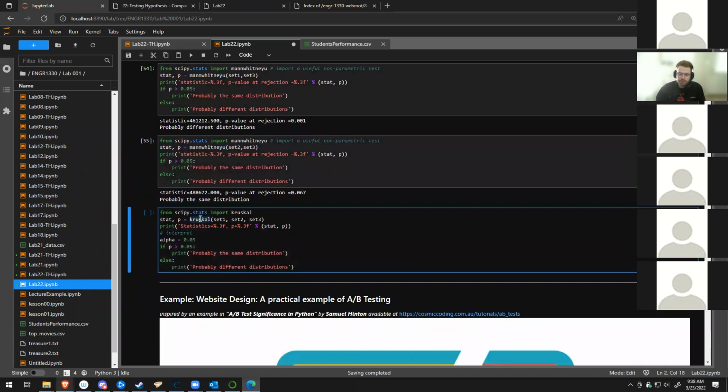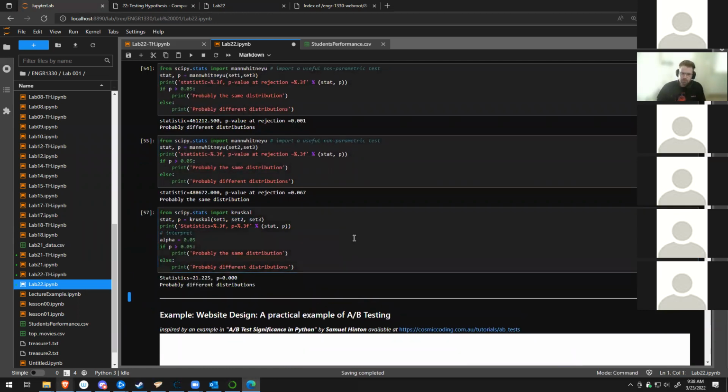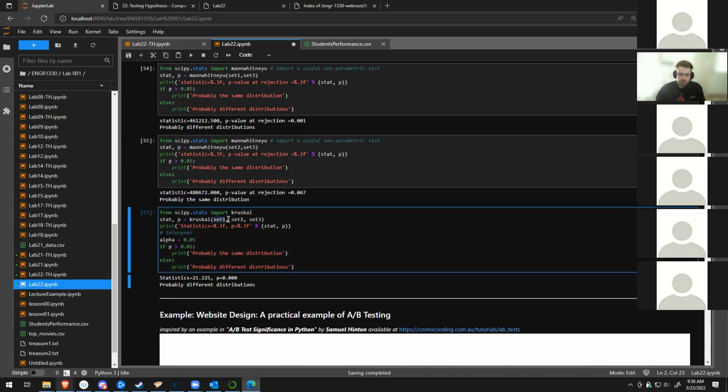Now look at this. We have a test that's comparing all 3. Look at that. That's fancy. Probably different distributions is what it tells us. Now, set 1's the math set. What I could do is be a little sneaky here, just to make sure my test is actually working and it's not just spitting out different every time.